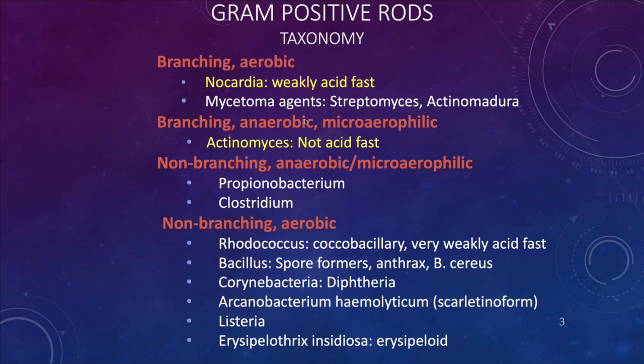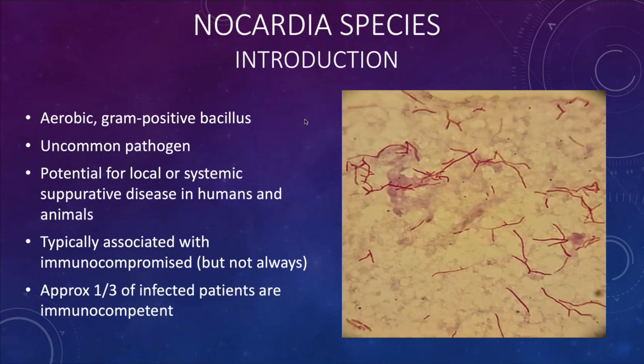Now, something we'll repeatedly be saying in this talk is, of course, that if you have a branching gram-positive rod, it's either going to be Nocardia or Actinomyces amongst these two agents, plus the mycetoma agents. But in a gram stain, you really can't distinguish between Nocardia and Actinomyces. It's impossible. So you can't tell between Nocardia and Actinomyces strictly on a gram stain. You have to go to the acid-fast stains to be able to differentiate between the two.